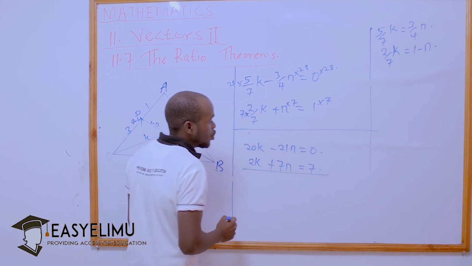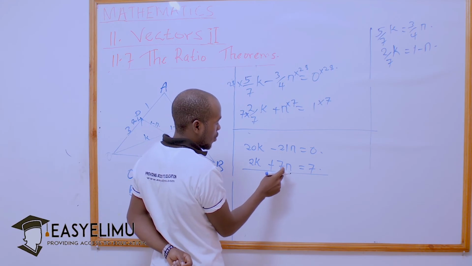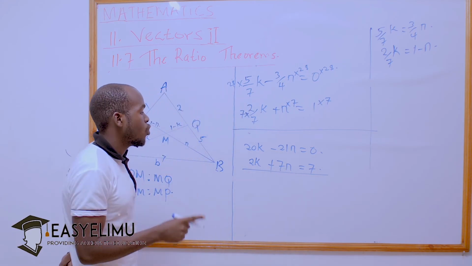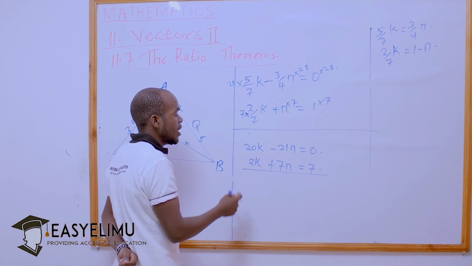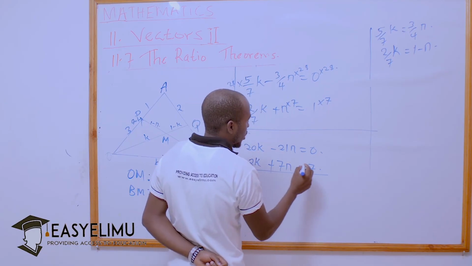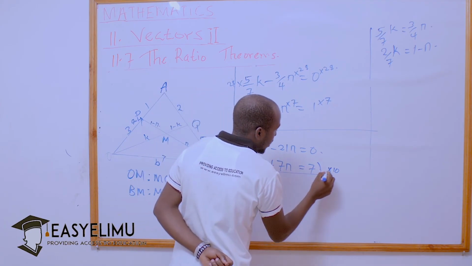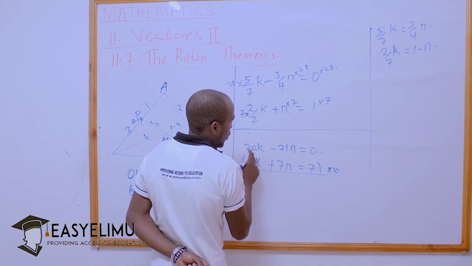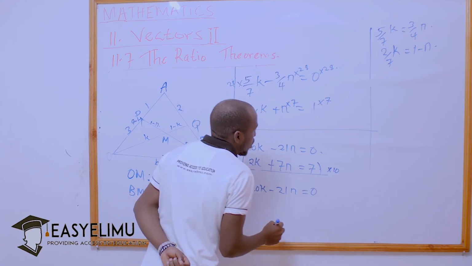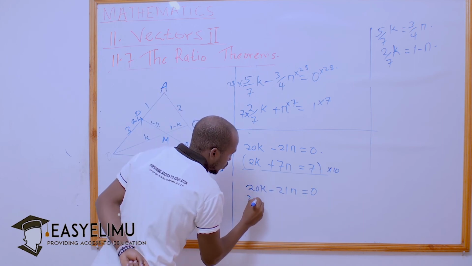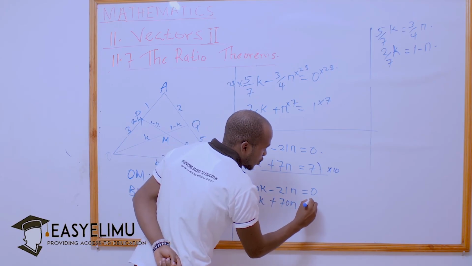So on doing that, to eliminate here, you first need to make them one of each to be eliminatable. And if that is the case, let's eliminate k, and on eliminating k, we shall multiply this one by 10 in order to make it eliminatable. So that one will give us, the other one will remain 20k minus 21n equals to 0. And this one, 10 multiplied that, we will get 20k plus 70n equals to 70.